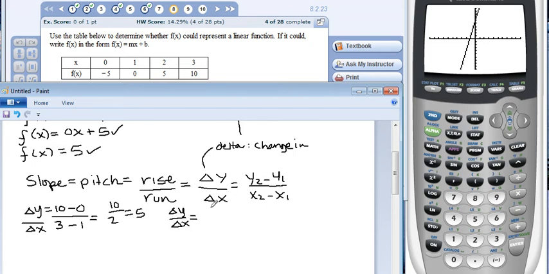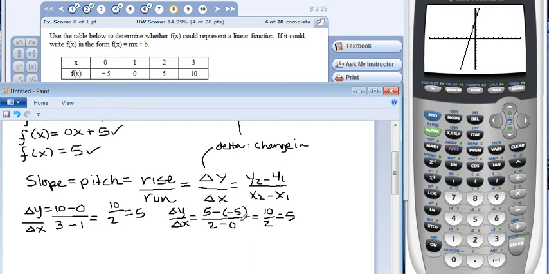We said that we're going to go from 5 to a negative 5. Be careful here. We're subtracting a negative, which is like adding. And then we're going to go up to the x values, 2 minus 0. So 5 minus a negative 5 is like 5 plus 5, which is 10 over 2, which is 5.